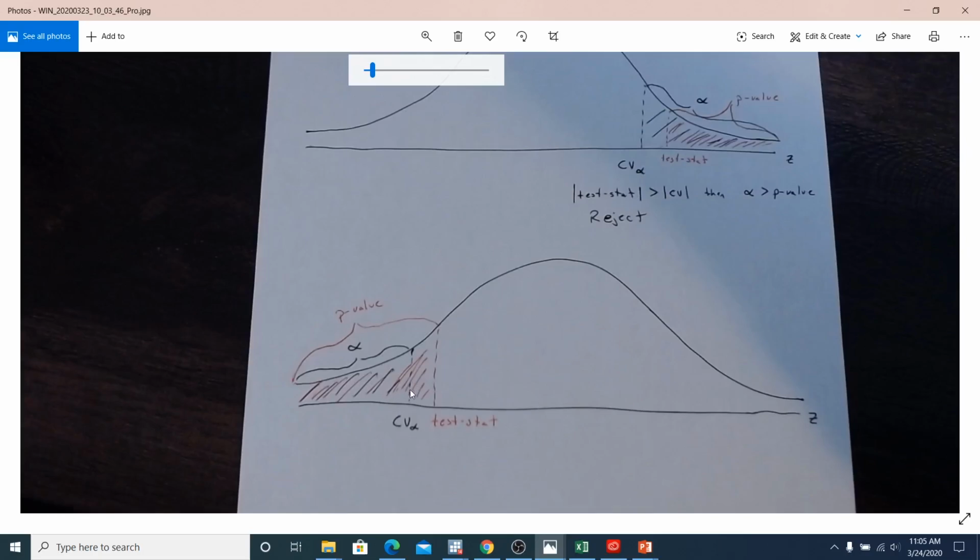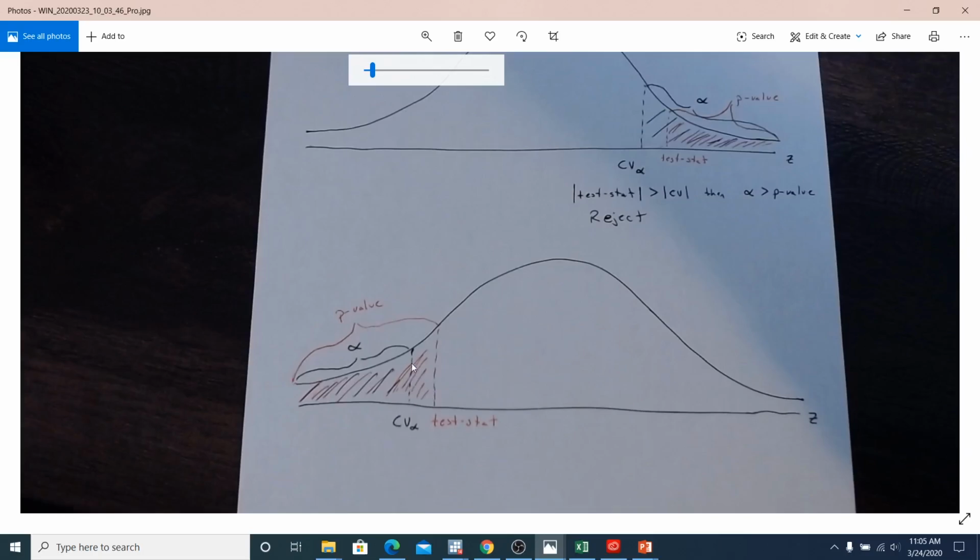Now, here I gave you an example for the left-tailed test. Similar idea, it's just now I'm showing you a situation where we would fail to reject, right? Because the p-value here is greater than alpha. We only reject if the p-value is less than alpha, so we fail to reject here.